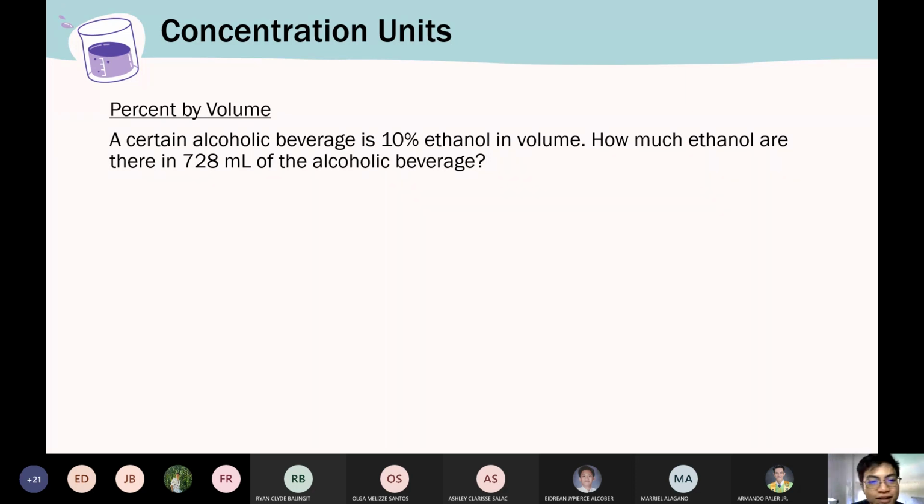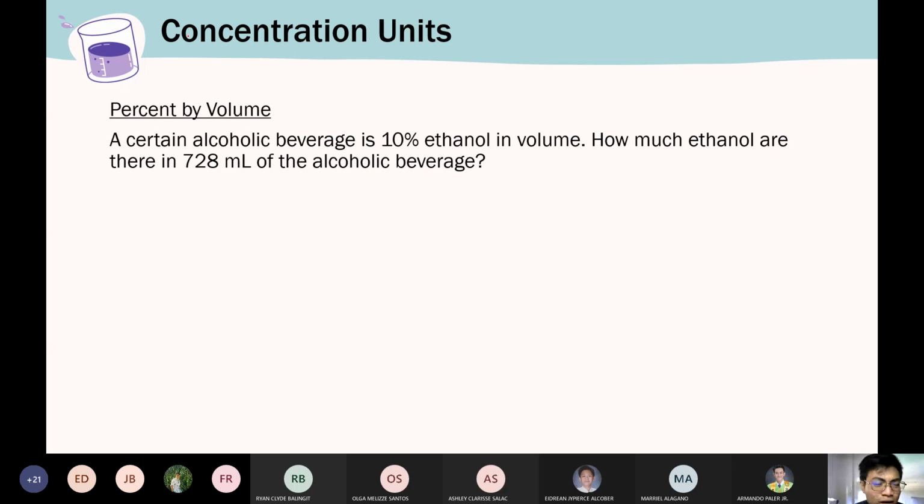So, the alcoholic beverage is 10% in ethanol. Okay. So, basically, it's 2 times more powerful than your Sunmig Light. 5% lang yan eh. Okay. So, how much ethanol are there in 728 ml of alcoholic beverage, no?